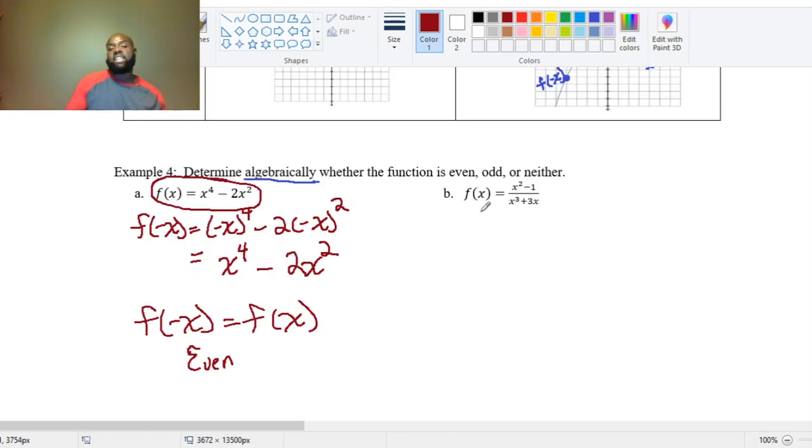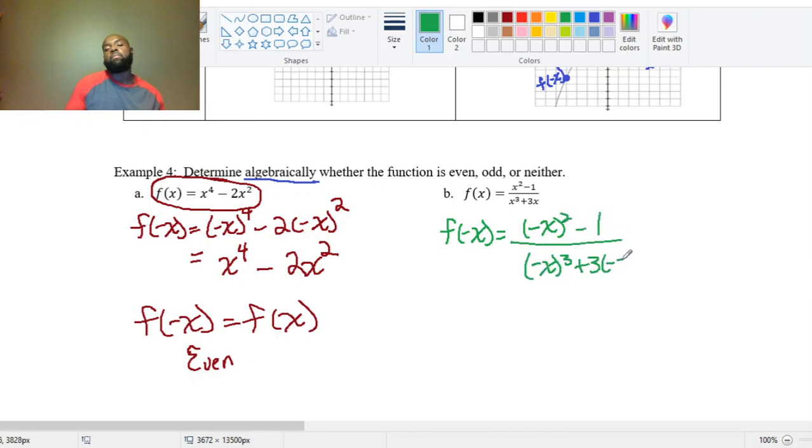All right, let's look at this function here, right? So we're going to do the exact same thing. We're going to start off by replacing x with negative x. And when I do that, negative x squared is just an x squared. So I can kind of ignore that negative, right? Because if I square it, it's going to be a positive. But when I have an odd power, this is the same thing as saying negative x cubed, right? And 3 times a negative x is a minus 3x.